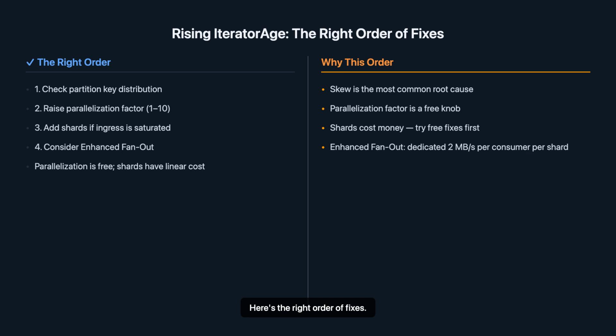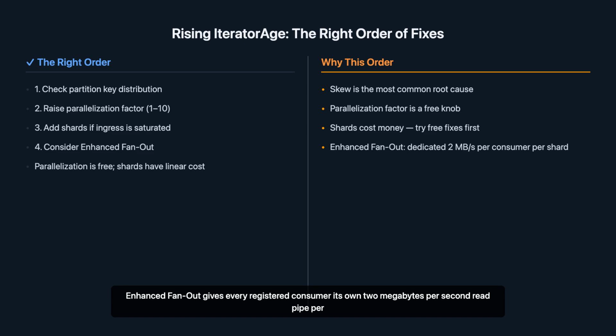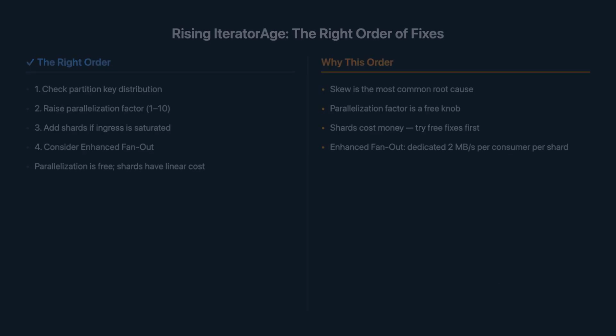Here's the right order of fixes. First, check your partition key distribution. Skew is the most common root cause. Second, raise the Lambda parallelization factor. That's free to change, and it lets up to 10 Lambdas run per shard concurrently. Third, if ingress is genuinely saturated, add shards. Remember, parallelization is free, but shards have linear cost. Fourth, if each consumer needs its own dedicated throughput, enhanced fan-out gives every registered consumer its own 2 megabytes per second read pipe per shard.